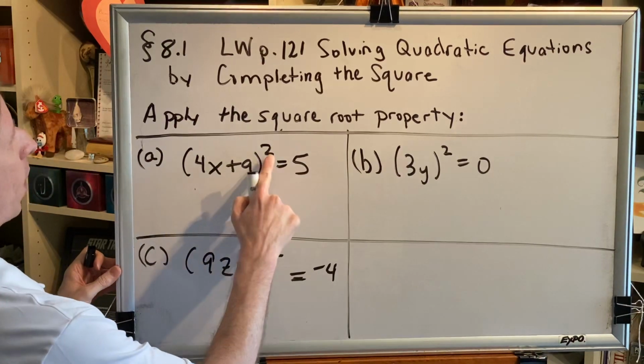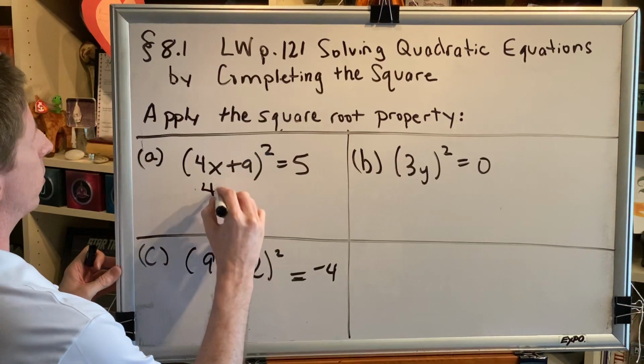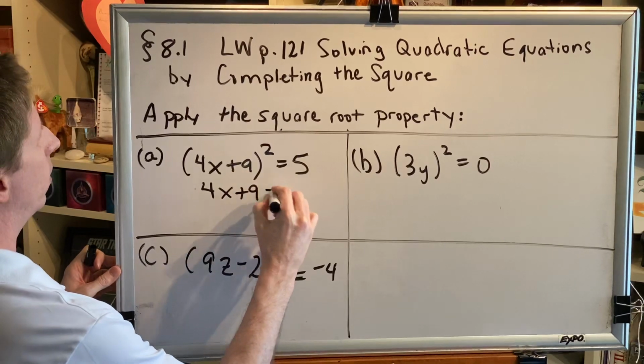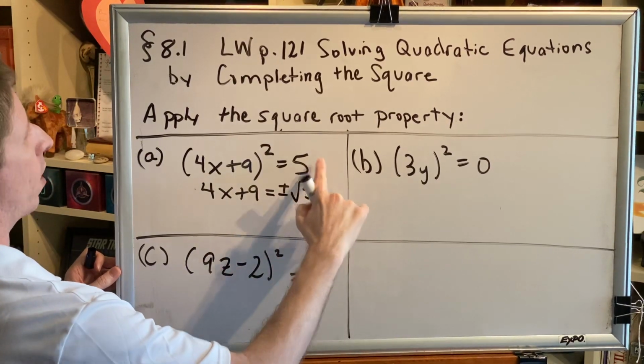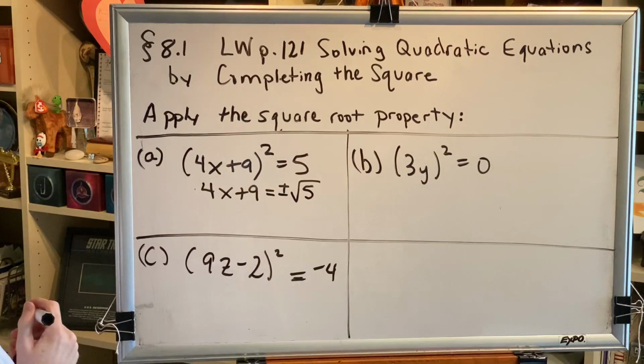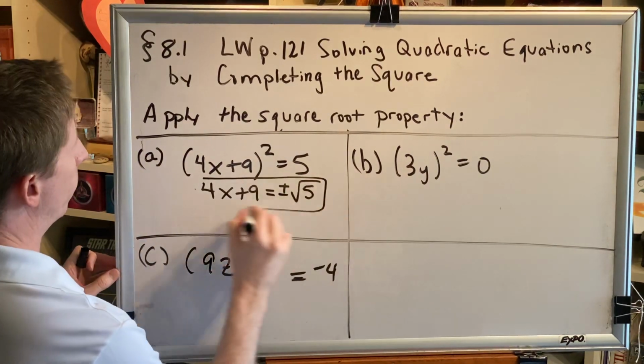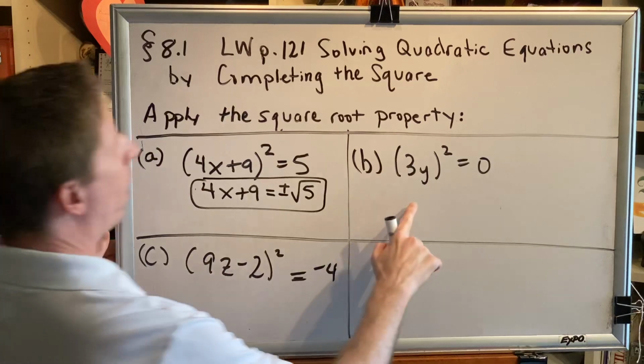On the left, drop the square and any parentheses. So we get 4x plus 9. On the right, put plus or minus and square root. And whatever was on the right goes underneath that square root. Final answer. All right, next equation.